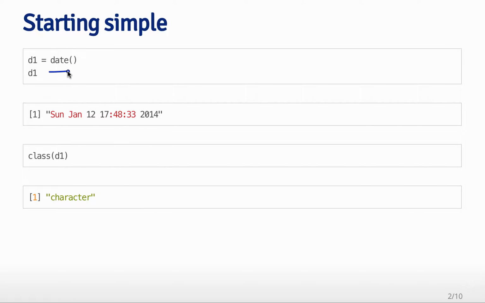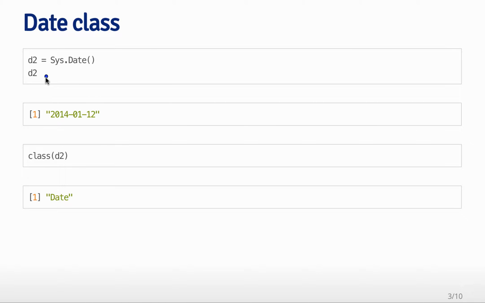So this is the date function right here, and if you call it, you actually get the time that is happening right then. So this is the time that the slides were processed. The class of this variable is actually just a character, so the date function just returns a character that gives you the date and time. But in general, it's not always so simple.